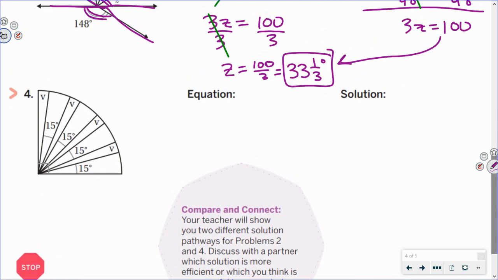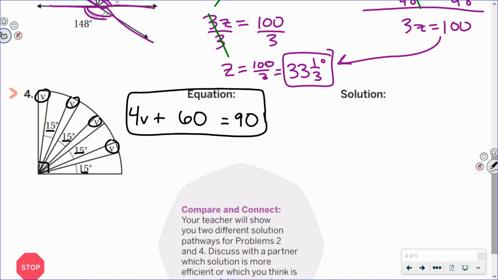Last but not least, problem number 4. You might not be surprised if it forms a right angle. Then what do we have here? We have 1, 2, 3, 4 v's, in addition to 15, 30, 45, and 60. Put all that together, it's equal to 90. There's our equation. Now let's go ahead and subtract 60 from both sides. That has nothing to do with the v's. Whoops, don't do that. There we go.